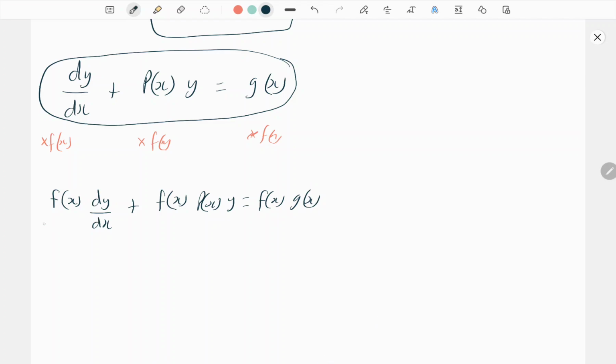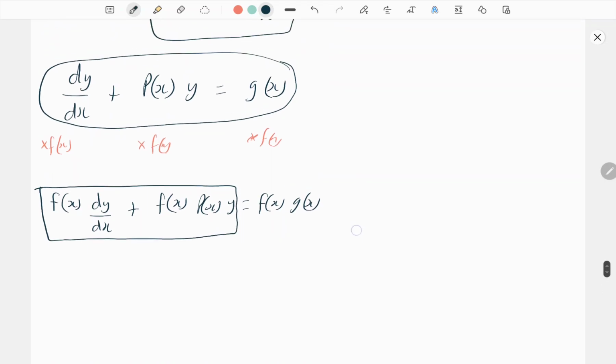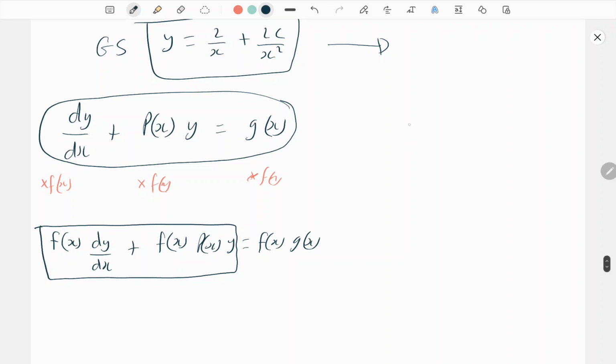Now, we're only really concerned with the left-hand side. We want to make this into a form such that it's a function, let's just call it big F, times dy by dx plus the derivative of that function times y, because the y and dy by dx are fixed in here. We want this part over here to be the derivative of this part over here.